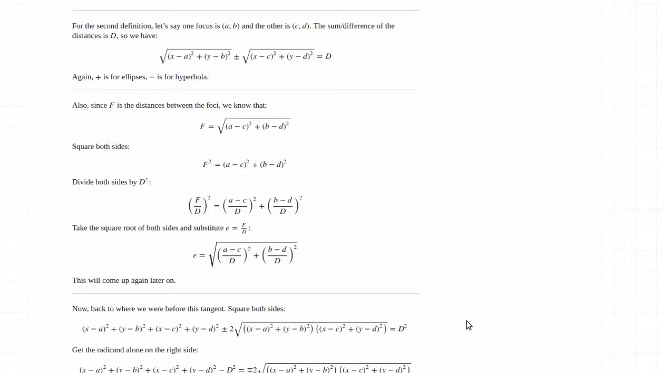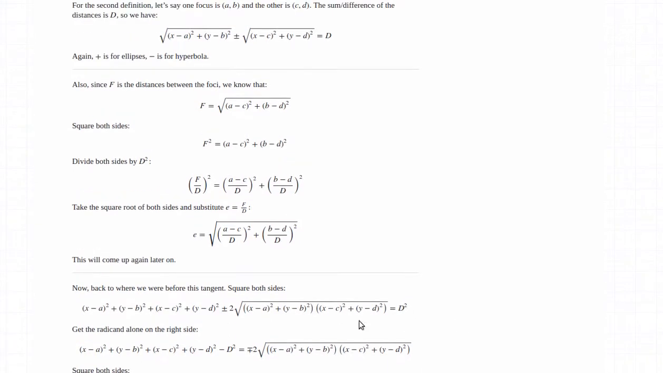Okay? Get the radicand alone. So subtract both sides by d squared, we have minus c squared on the left side. Subtract both sides by the radicand, we have minus or plus on the right side. Now, we want to get rid of that minus or plus, because that's going to be a real pain to keep track of. Square both sides.